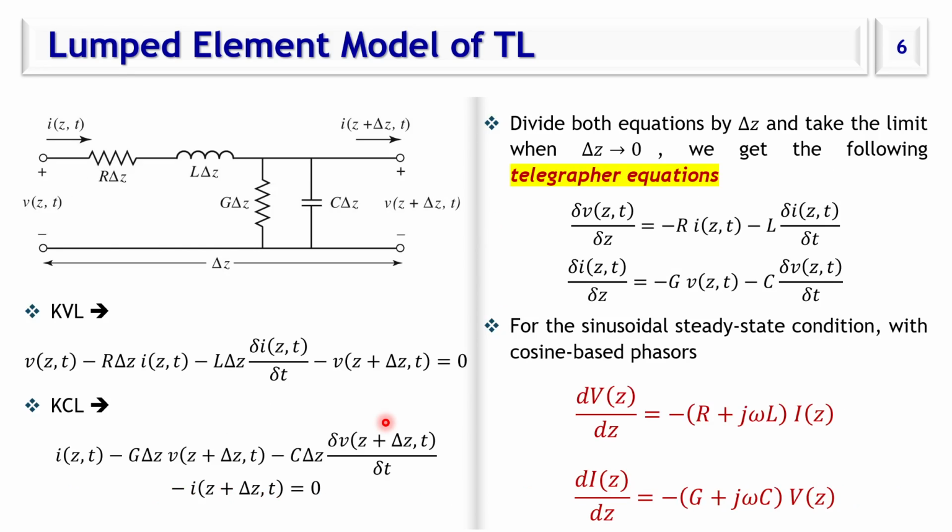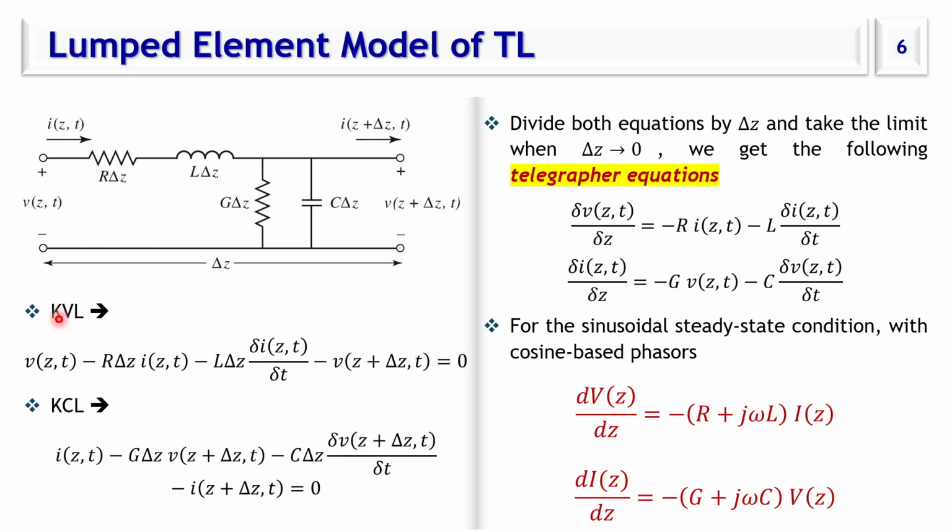Okay, so how would we do the analysis? Here, as we said, the voltage and current change across the dimension of the transmission line. So at this point we would denote the voltage as V of z and t. At this section, it's V of z plus delta z and t, and the current at z plus delta z. This is the z direction, and we would have this resistance, inductance, capacitance, and conductance. All of these are parameters per unit length.